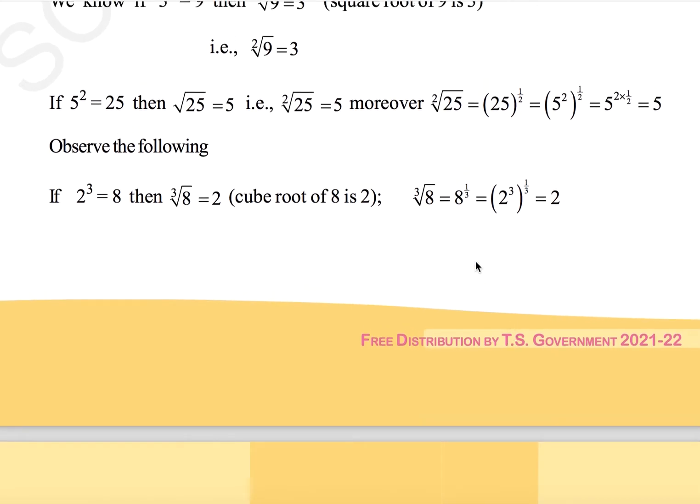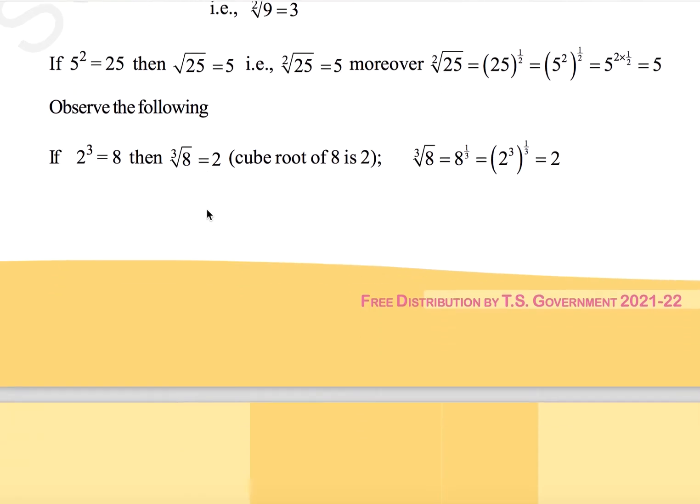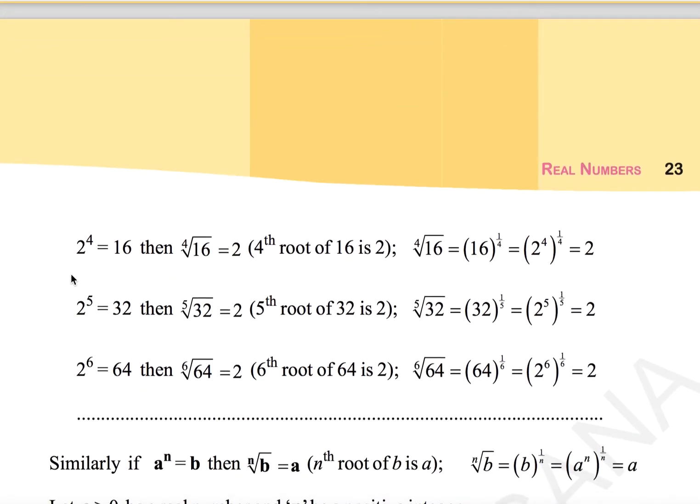So 5 square is 25. So root 25 is 5. Square root of 25 is 5. 2 cube is 8. So cube root of 8 is 2. Similarly 2 power 4 is 16. So fourth root of 16 is 2. 2 power 5 is 32. Fifth root of 32 is 2. 2 power 6 is 64. Sixth root of 64 is 2.